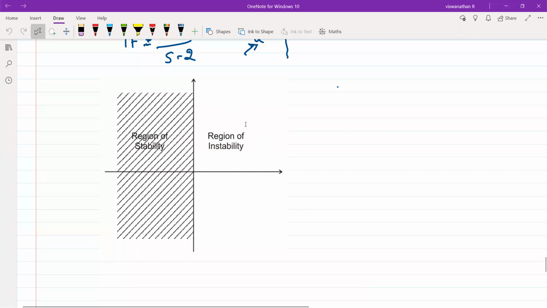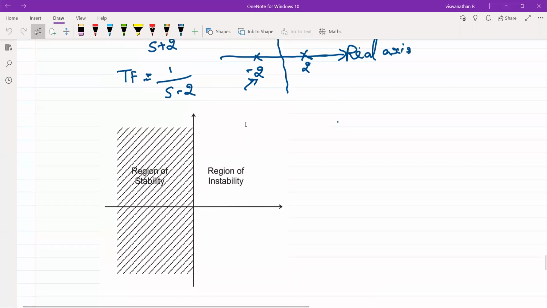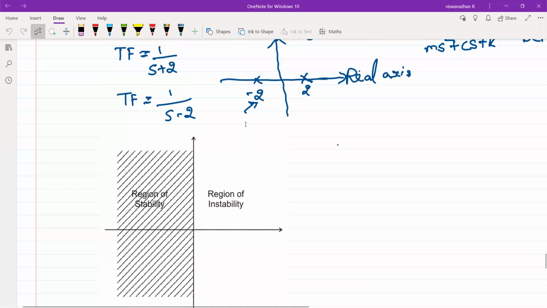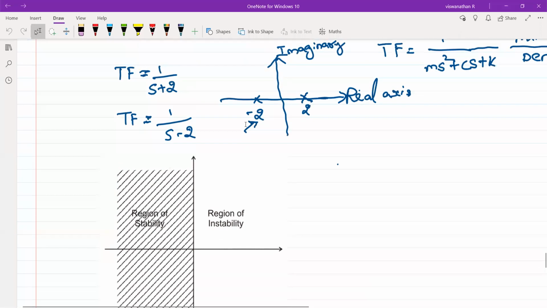So we discussed how to represent a pole on the S-plane. It has the real axis and the imaginary axis. The roots of the denominator are called poles, and the roots of the numerator are called zeros. If you have the poles on the left side, the system is stable. If you have even one pole on the right side, that makes the system unstable.